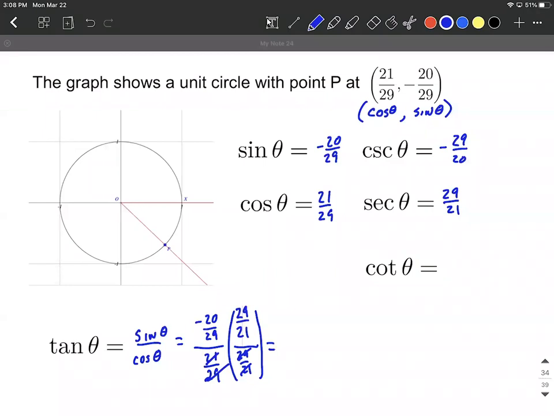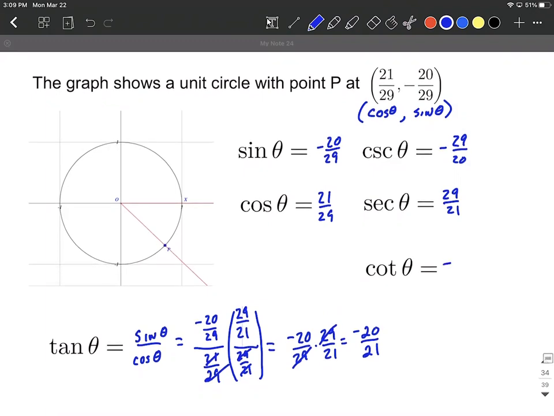And then we can do a little bit of simplifying down when we have negative 20/29 multiplied by 29/21, multiplying by 29 in the numerator and the denominator. That'll create a 1, leaving us with negative 20/21 for the tangent. All right, the last one, remember the cotangent is the reciprocal of tangent. So if we invert this, take its reciprocal, numerator becomes denominator, denominator becomes numerator. That's going to be cotangent.